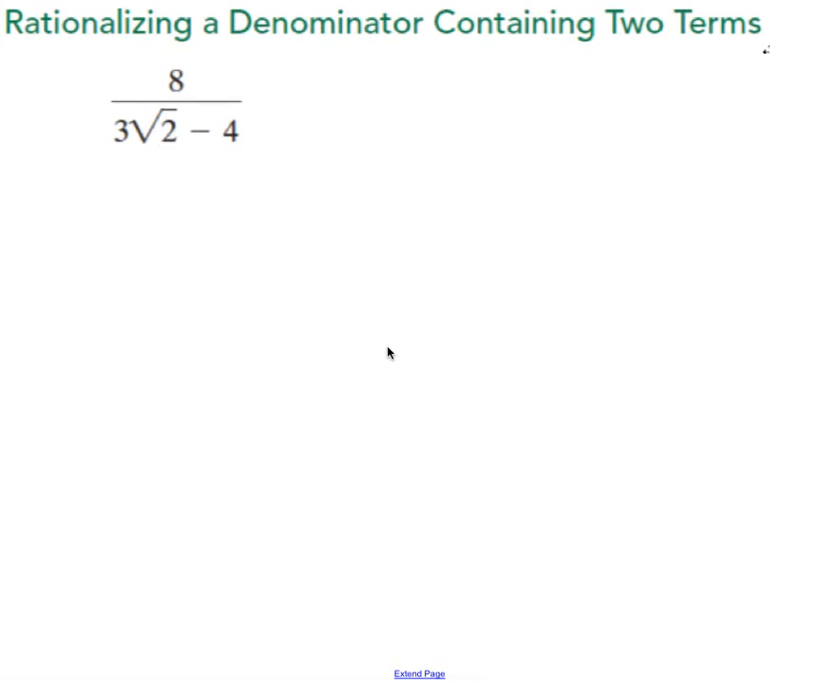Here is a second example of rationalizing a denominator containing two terms. So we have 8 over 3 square roots of 2 minus 4. Notice there are two terms in the denominator, and we want to rationalize it. So we have to identify who is our conjugate. In our denominator, the opposite sign is going to be an addition. So the conjugate is 3 square roots of 2 plus 4.